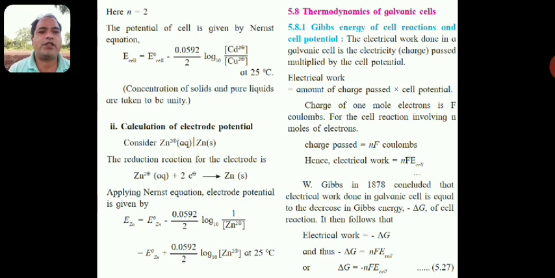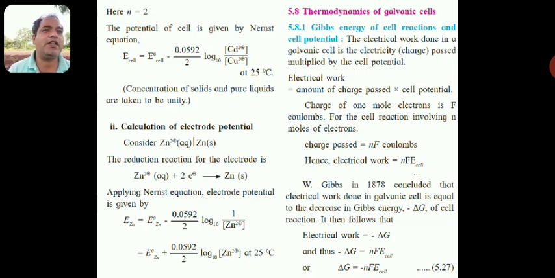So we just now saw how to apply the Nernst equation to calculate the cell potential as well as the electrode potential. It is a very simple one, and by the value of the cell potential or the electrode potential, we can say whether this reaction is spontaneous or non-spontaneous. So now the next one, thermodynamics of galvanic cells.